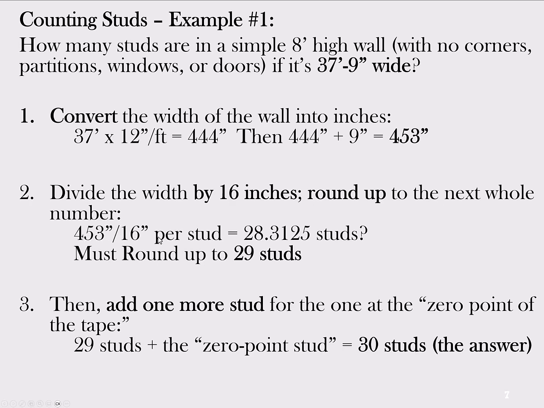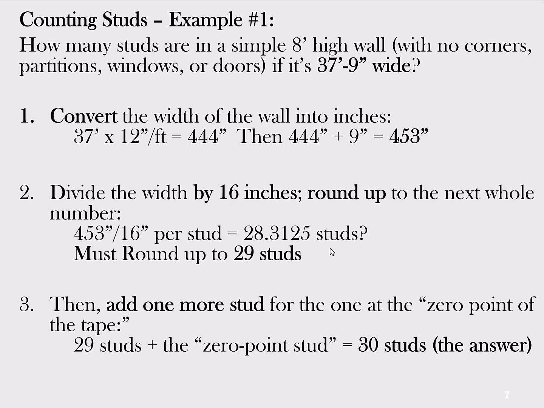453 divided by 16 inches per stud gives you 28.3125 studs. Well, you can't have 28.3125 studs. You either have 28 studs or 29 studs. We don't round down, even though you've been taught by math teachers from long ago that if it's 28.5, that's supposed to be rounded down to 28.